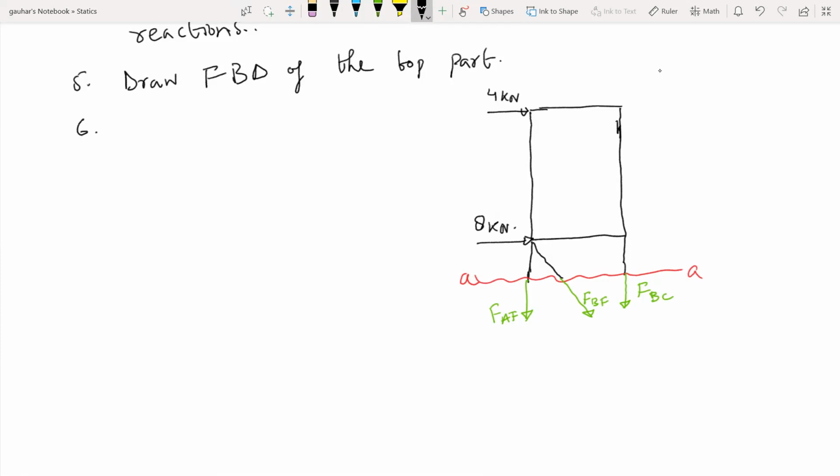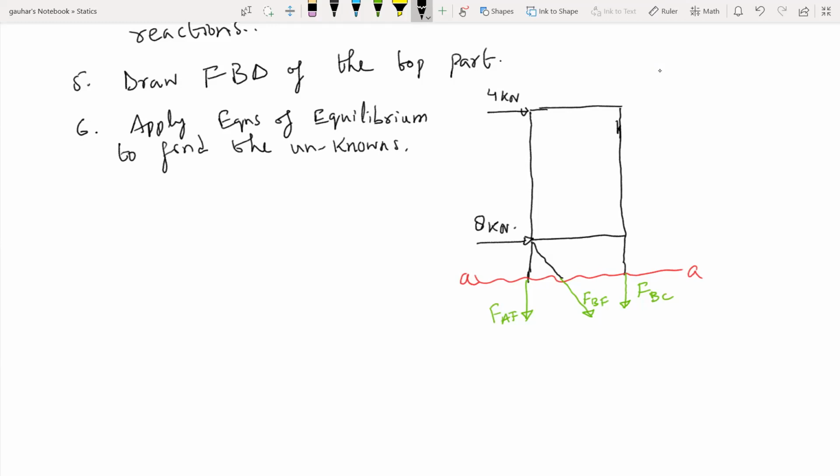Okay, so now apply equations of equilibrium to find the unknowns. What are the unknowns? The unknowns are the 3 member forces, right? Because we are not determining the support reactions, we do not need that, right? Okay.